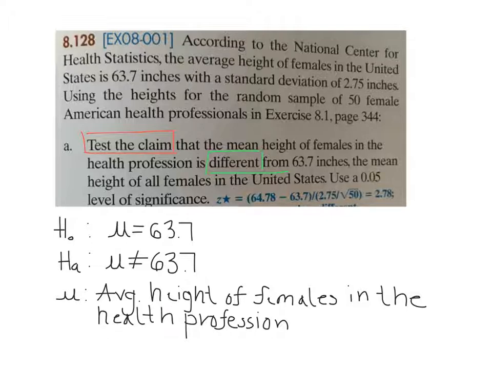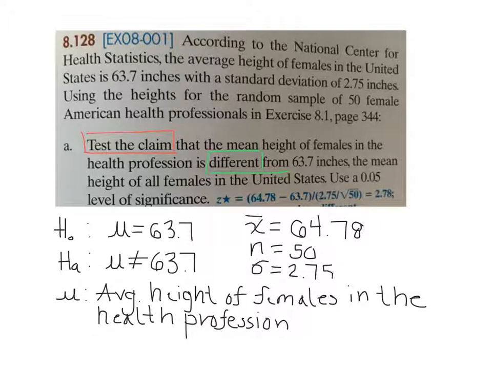Now, other things that we should also identify in the state is what is our sample average, our X bar. That was calculated in exercise 1. It was 64.78 inches. We're also given the number in the sample, n is 50. We're also given the value of the standard deviation in the population, sigma, is 2.75 inches. We're told to use a level of significance equal to 0.05. That is our alpha level. So that completes our step 1 of this hypothesis test.